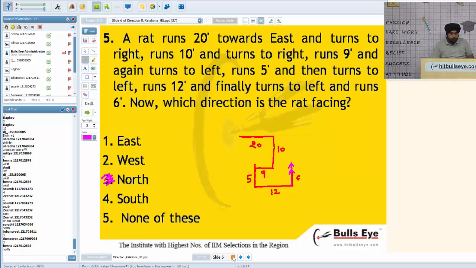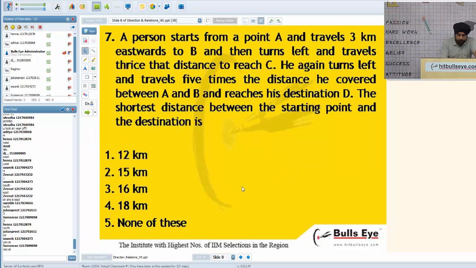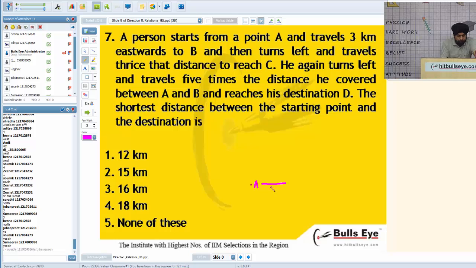One more last question on directions. So the person starts from point A, travels 3 eastwards to reach B, turns left and travels thrice the distance. So left of this will be towards north. It covers 9, reaches the point C, again turns left and travels. Now left of C is towards the west side, 5 times the distance of A and B, 3 fives are 15. We cover the distance 15.